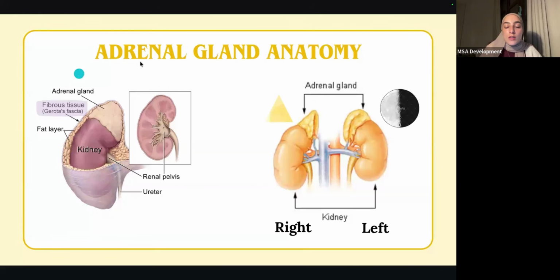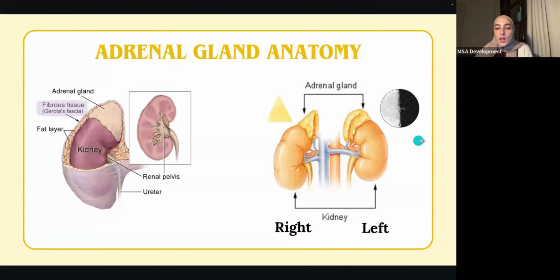Another thing I have to mention is that the entire kidney and the adrenal glands are surrounded by gerota's fascia, a fibrous tissue that just surrounds the gland. It's similar to how I said the thyroid gland has things surrounding it. Same thing here. It covers the adrenal glands, and just know the different shapes. This one's pyramidal, this one's semilunar or more circular. Because if they give you a cadaver, you might differentiate from the shape.